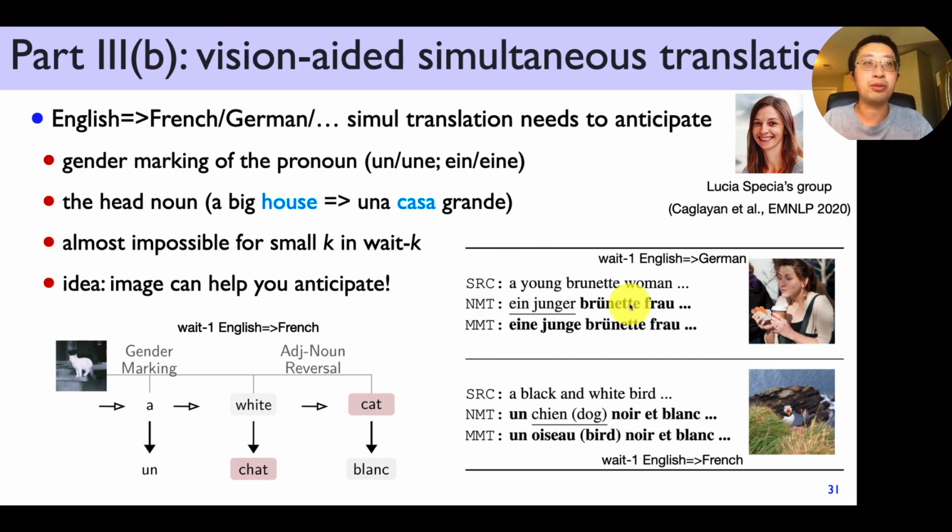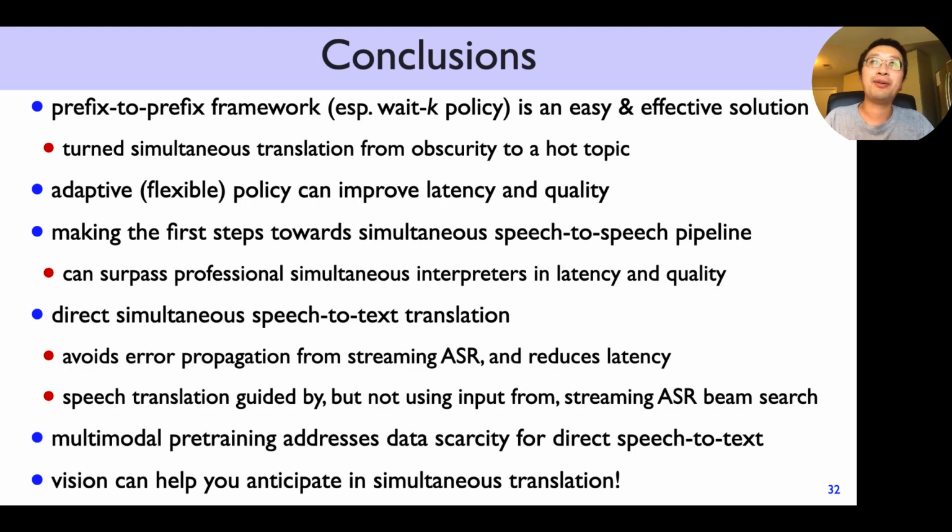So that's two great examples from Lucia's group. Okay, so I hope I've told you some stories that you enjoyed, and in particular, we invented a prefix-to-prefix framework, especially the wait-k policy, which is very easy and effective, and turns simultaneous translation from obscurity to a hot research topic, and also a commercializable direction.